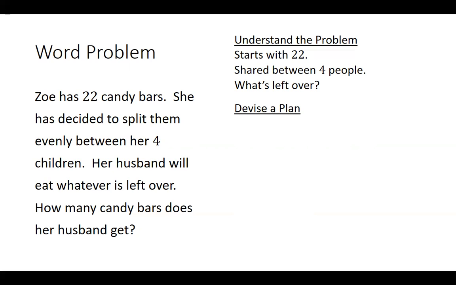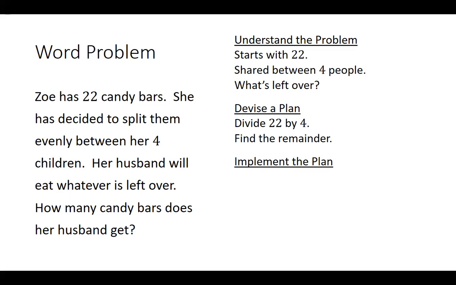So devise a plan. Well, we're going to share 22 candy bars between 4 people. So aren't we dividing up those 22 candy bars evenly between 4 people? So we divide by 4. And then her husband gets what's left over. So the remaining candy bars, find the remainder, will be what goes to her husband. So we're going to divide 22 by 4, and then we're going to find the remainder.